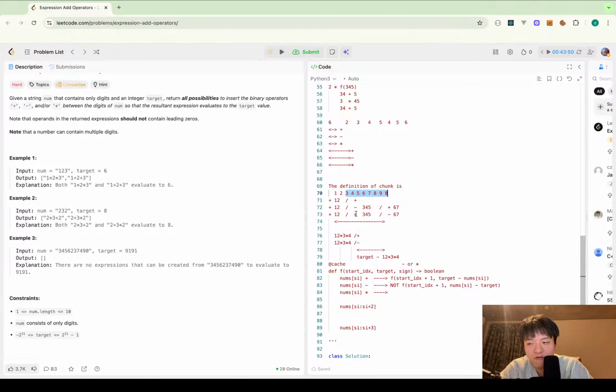So if I just use the recursion in this way, it could take so much time because every position I can choose plus or minus or multiply. Which means there are 3 options. So 3 times 3 times 3 times blah blah blah. Which is so huge.